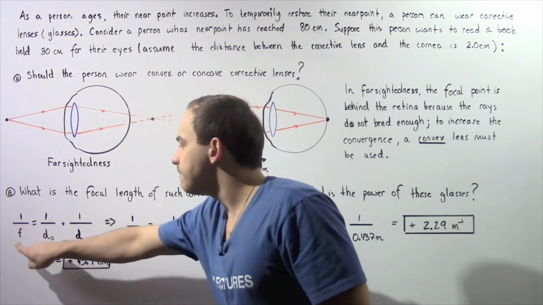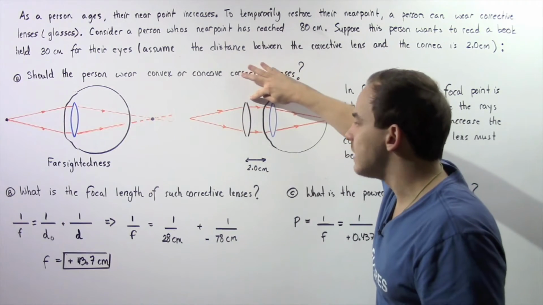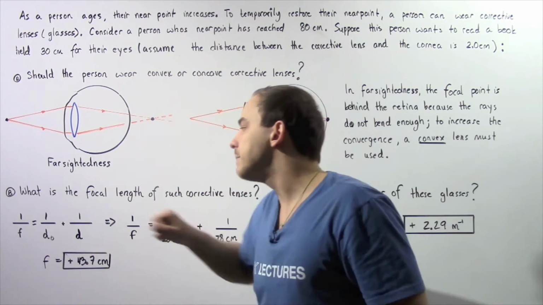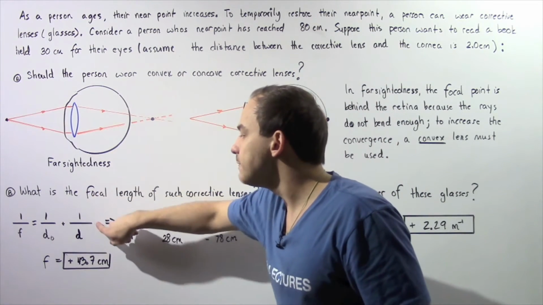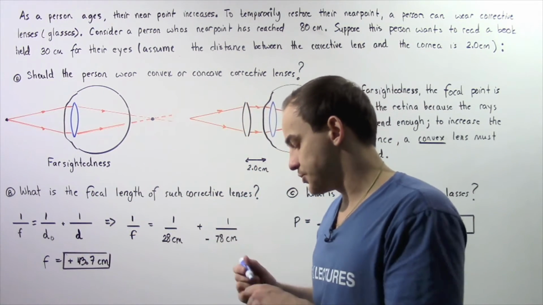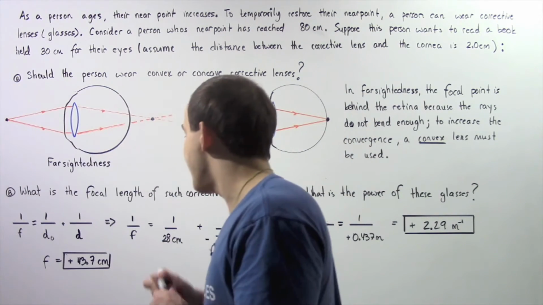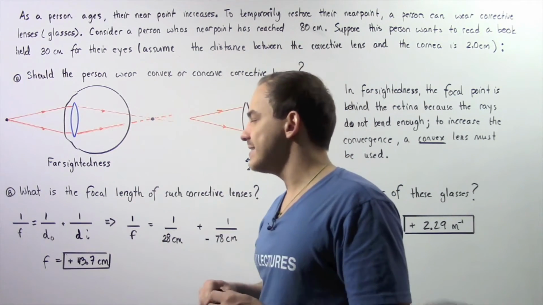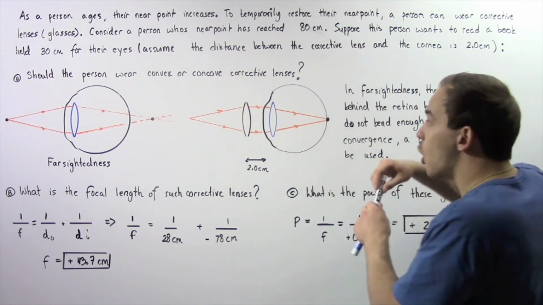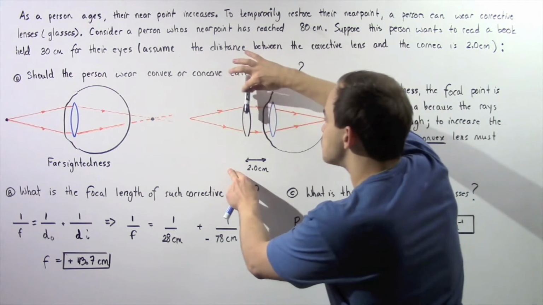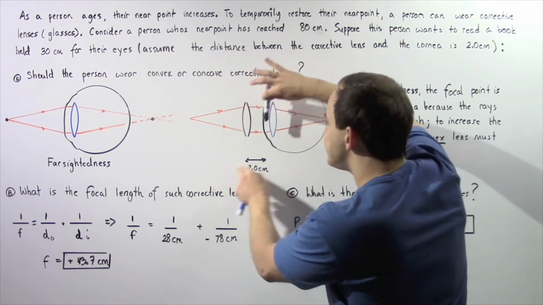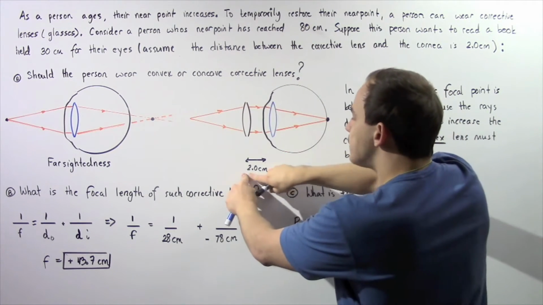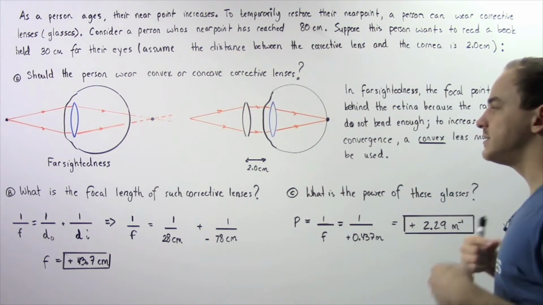So to find the focal length of such a corrective lens, we have to apply the thin lens equation. 1 divided by the focal length of these corrective lenses is equal to 1 divided by the object distance, DO, plus 1 divided by our image distance, DI. Now, what exactly is DO and what exactly is DI? We're given the fact that the distance between the lens of the glasses and the cornea of our eye is approximately 2.0 centimeters.